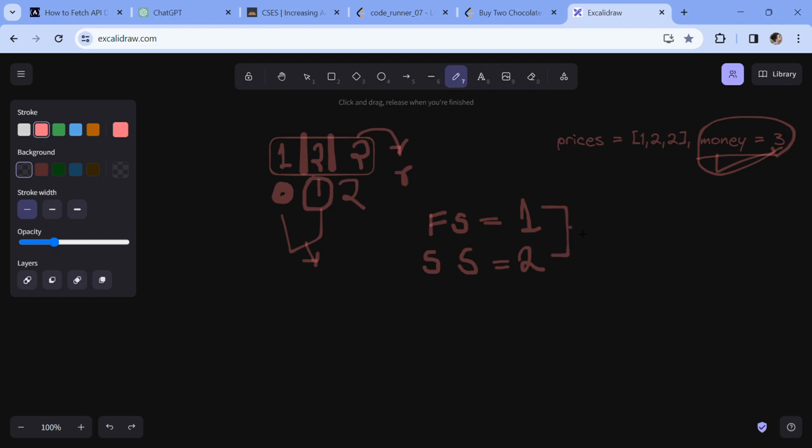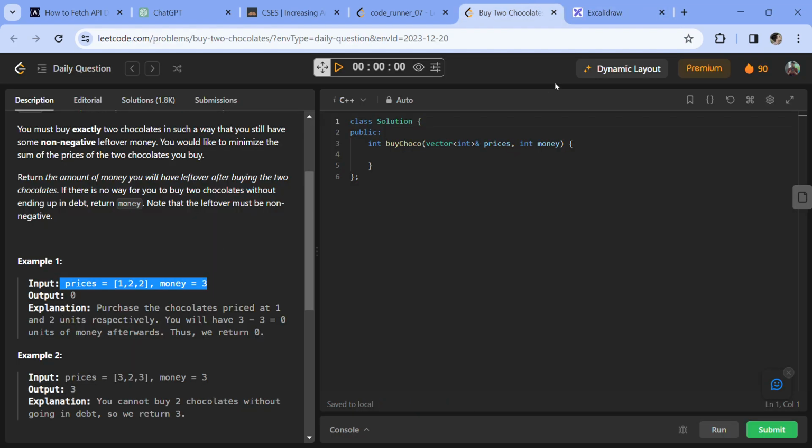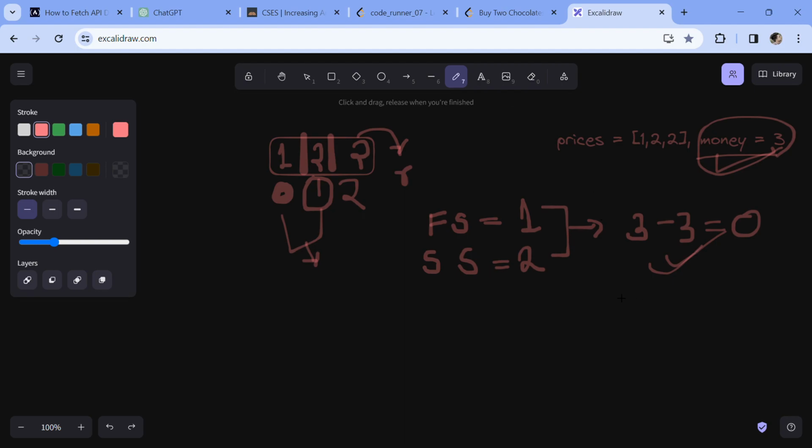So if I take the summation of these two, 1 plus 2 will be 3, and we have initial money of 3 only. So we can buy the chocolates. 3 minus 3 will be 0, so we have to return 0. So our output will be 0. Let me check, yes, our output is 0. So we have to simply return that.